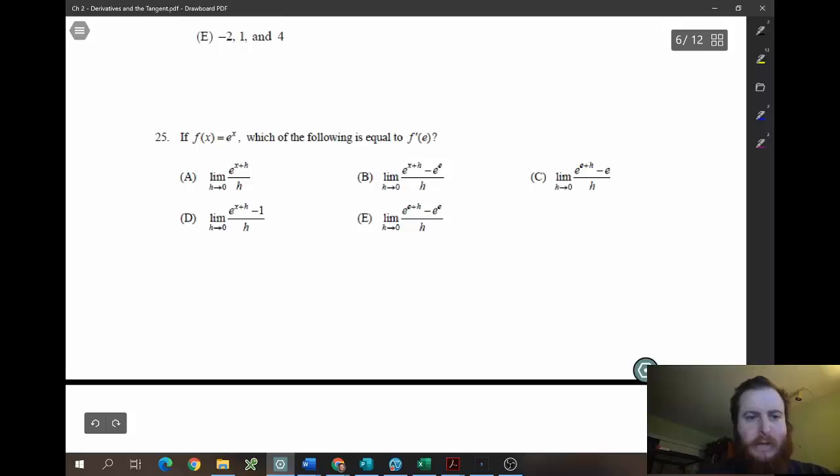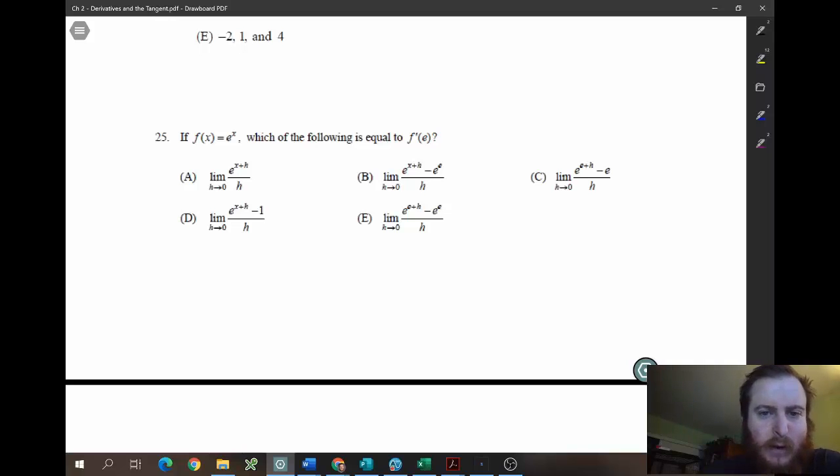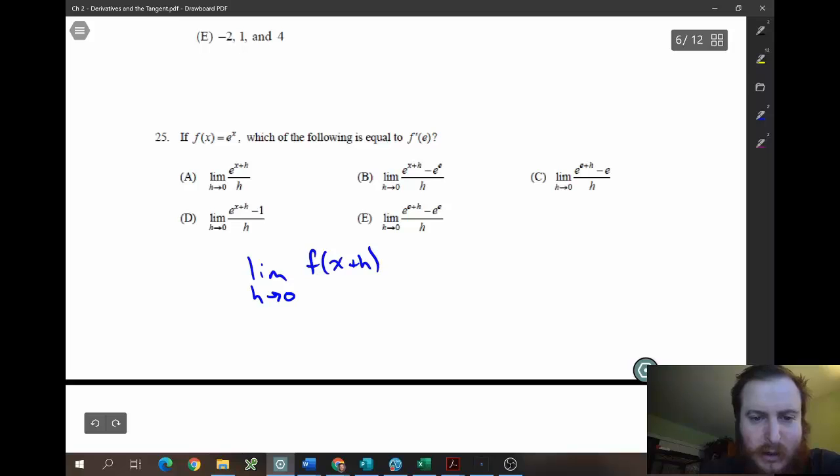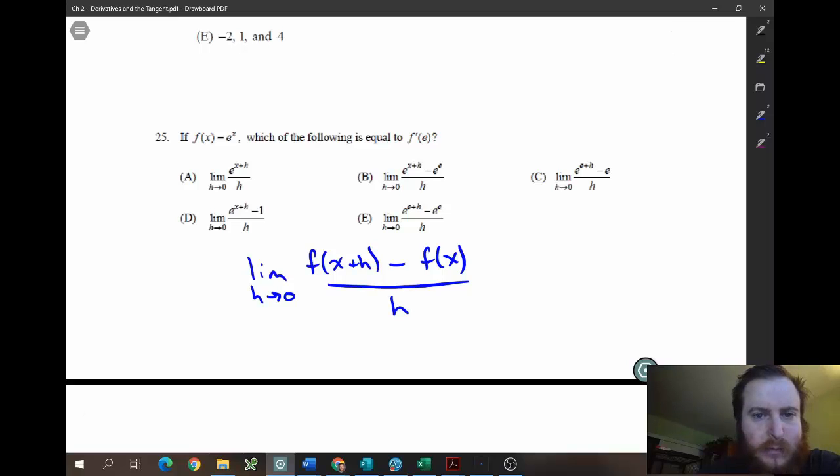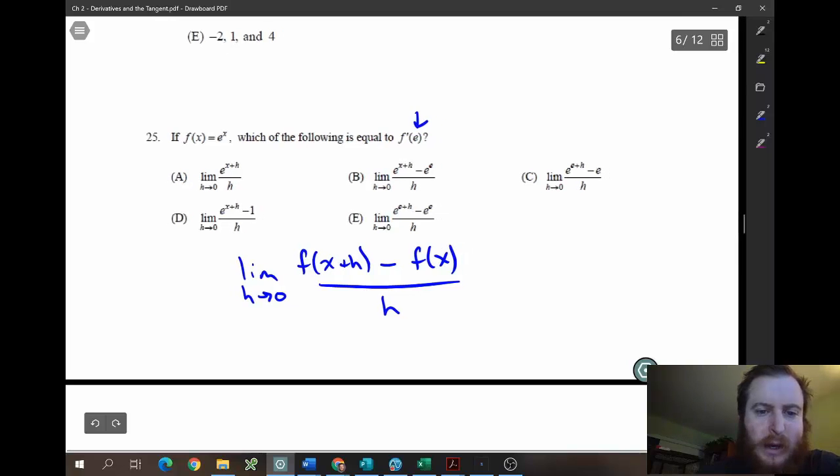Next up, if f of x equals e to the x, which of the following is equal to f prime of e? So this is making sure that we know the definition of the derivative, right? So that's the limit as h approaches 0 of f of x plus h minus f of x, all divided by h. So that's for f prime of x, right? This is f prime of e, so we're going to plug in e.